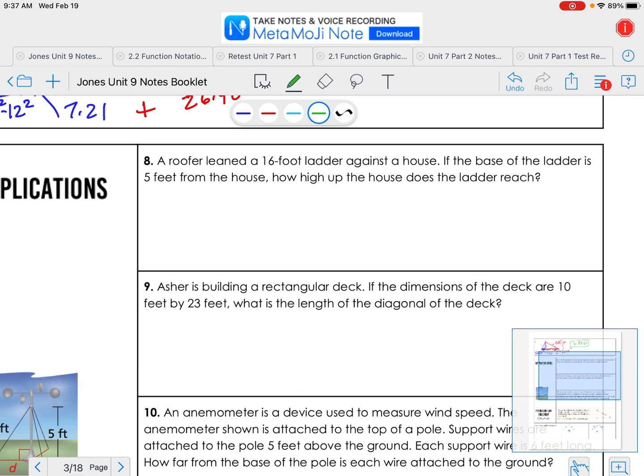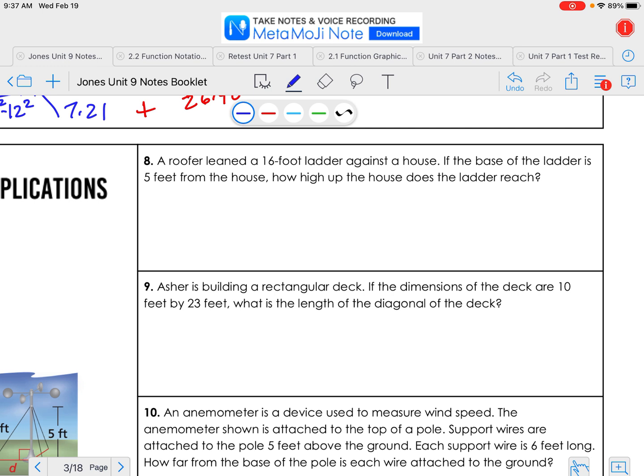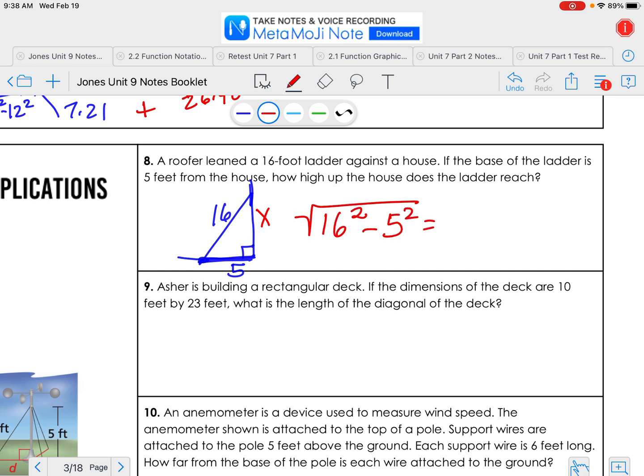All right, word problems. When you do these, you pretend we're in a perfect world, and in a perfect world, a house makes a right angle with the ground. So we have a ladder that's 16 feet high, leaned up against my house. The base of the ladder is 5 feet from the house. How high up the house does the ladder reach? So this is going to be the square root of 16 squared minus 5 squared because I know the hypotenuse. And this one is going to get me 15.2 feet.